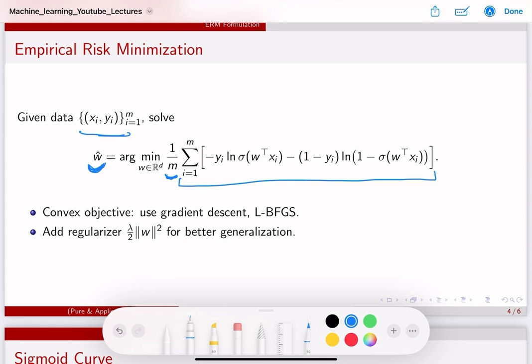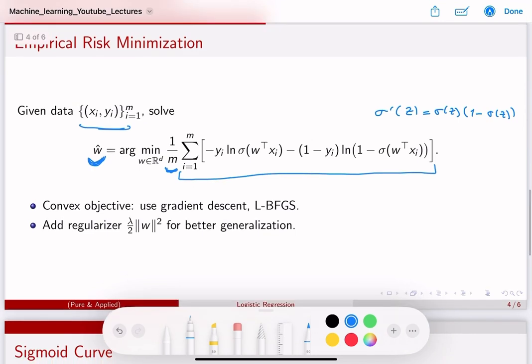I'd like to note here that there's a nice property of the sigmoid function, which is that its derivative is equal to itself times 1 minus itself. So this is kind of a nice form of the derivative that you can use so easily. But again, I prefer gradient descent for the purpose of this function. And we're gonna discuss in next videos how this gradient descent thing works.